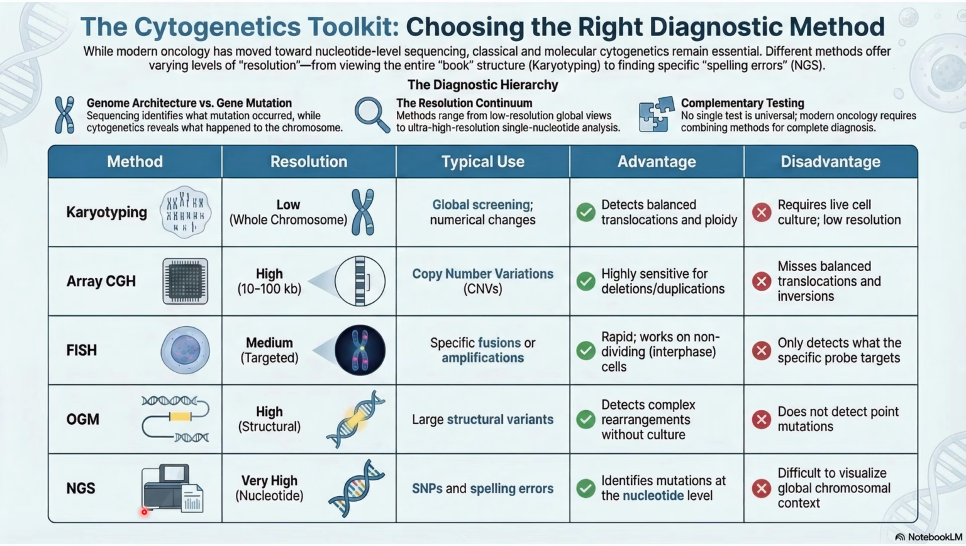So this is a chart which shows you a comparison of the entire toolkit that we have in cytogenetics. Let's start from here. Karyotyping has a low resolution, but it can look at the entire chromosome. It detects balanced translocations. It can give you an idea of ploidy. Ploidy is where you're talking about complete chromosomal sets.